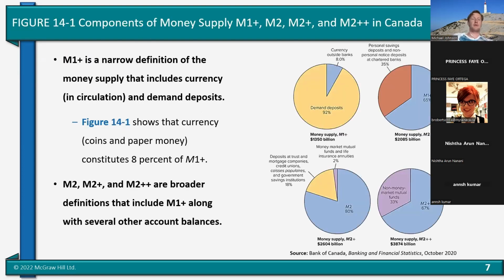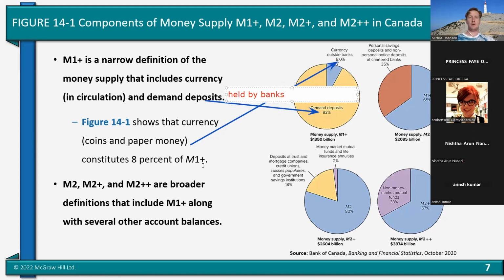M1 plus is a narrow definition of the money supply that includes currency in circulation and demand deposits. Figure 14.1 shows that currency, coins, and paper money constitutes 8% of M1 plus. So as you can see here, currency is 8%, while demand deposits is 92%. So demand deposits are held by banks.